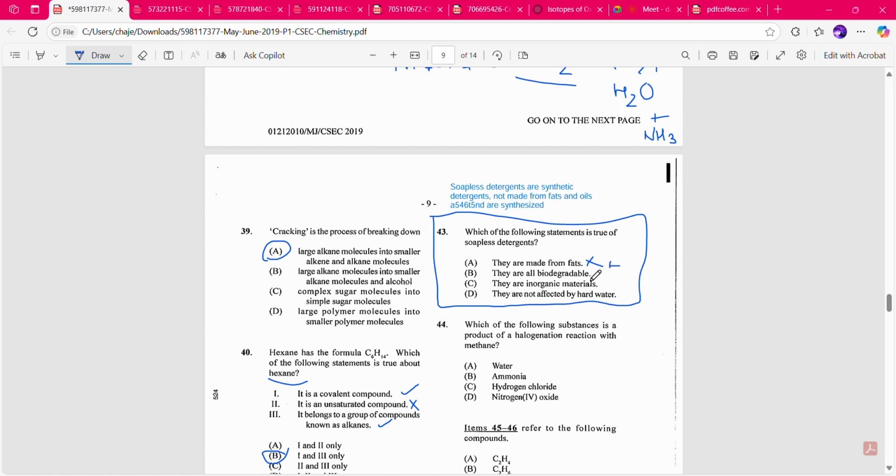They are biodegradable. That is also false. They are not. They are not affected by hard water. That is true. That is what mixed me up. They are really not affected by hard water. They are inorganic materials. False. Correct answer is 43D. 43 is D as in dog.